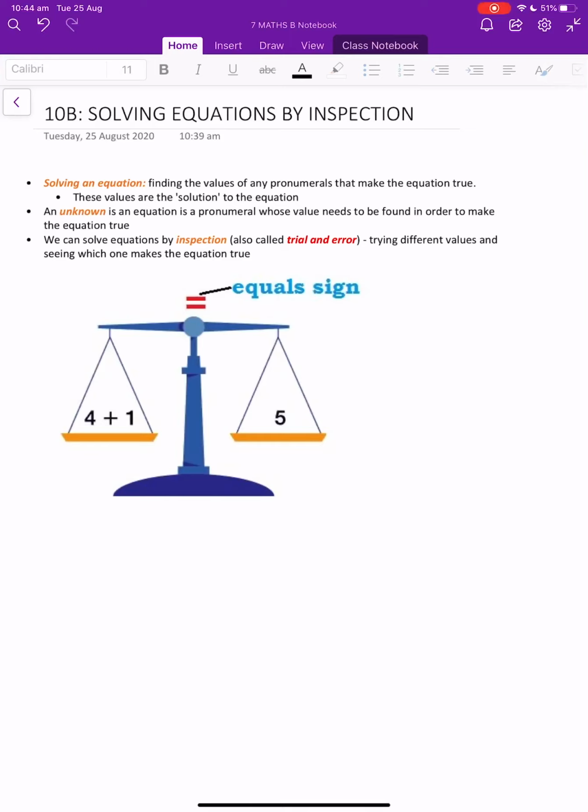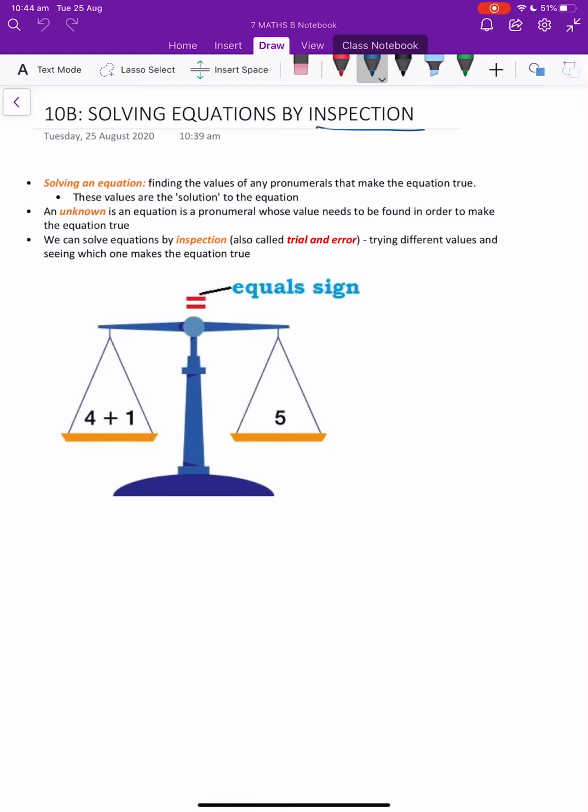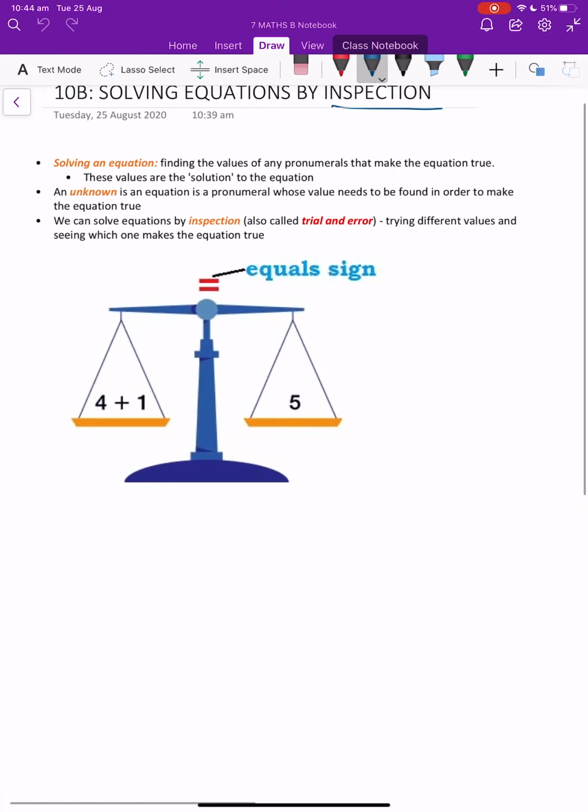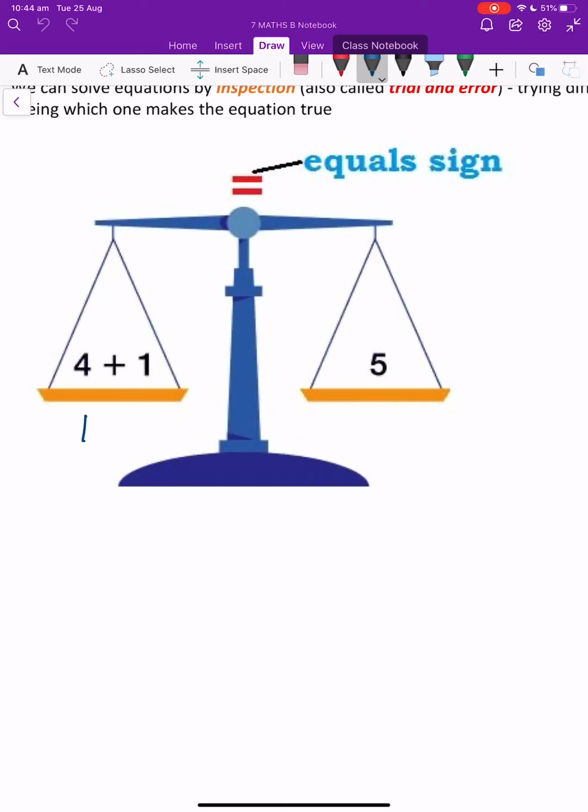In this video, we're going to work on the exercises for 10B, and the exercise is called Solving Equations by Inspection. In a minute, I'm going to tell you what I mean by inspection, but just to reiterate, we spoke about equations last lesson. Equations are mathematical statements, and basically what it's saying is that you've got a left-hand side and a right-hand side. The left-hand side and the right-hand side are separated by an equal sign, and this equal sign means that what is on the left is equal to what is on the right.